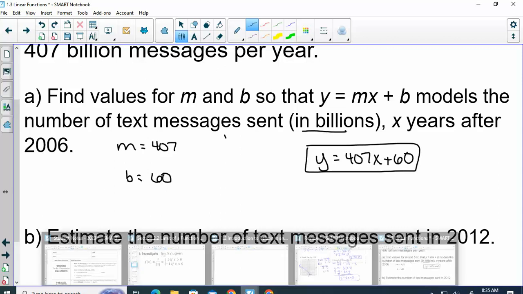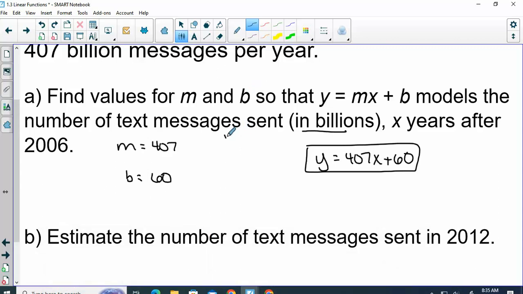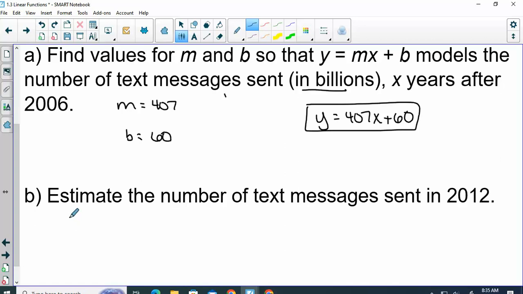B, I want to know, estimate the number of text messages sent in 2012. X is the number of years since 2006. So 2012 would be 6 years later. So we'll plug in that 6. And we get a big number.